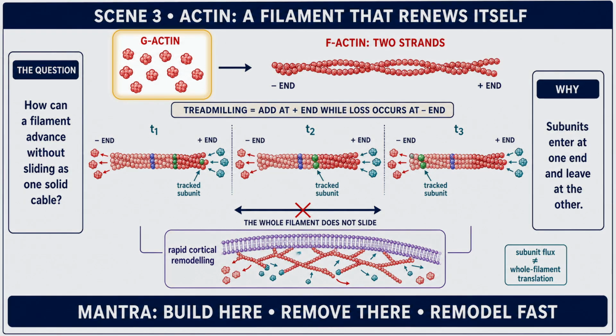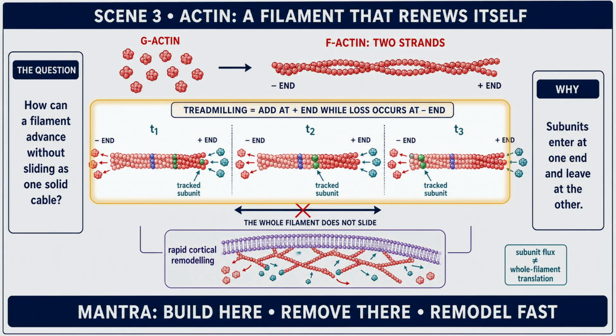Let us begin with actin. Actin starts as a small globular protein called G-actin. These monomers join non-covalently to form filamentous actin, or F-actin. And 2 F-actin strands wind around each other to create a thin double helix. But the 2 ends are not equivalent. The filament is polar, with a plus end and a minus end. Under the right conditions, subunits are added preferentially at the plus end, while other subunits leave from the minus end. This is treadmilling.